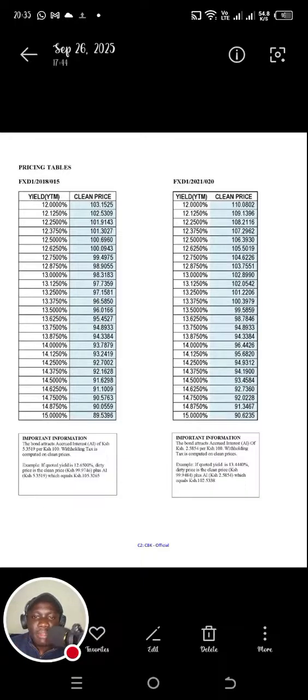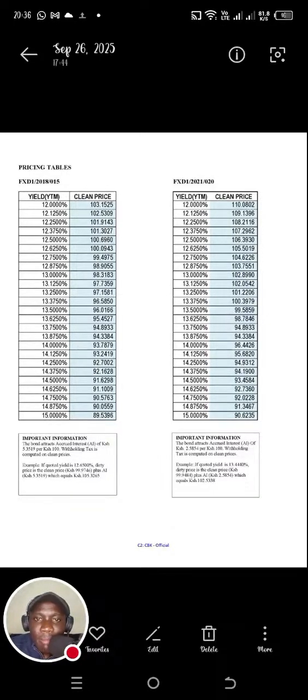There's important information down there that I don't want us to miss. The bond attracts accrued interest of 5.3519 per 100. Withholding tax is computed on clean prices. So, for example, if the quoted yield is 12.6%, that is the same as the coupon. You see that the clean price is 99.9746. That is from the table. Then the accrued interest is 5.3519. What is this animal that we are calling an accrued interest?